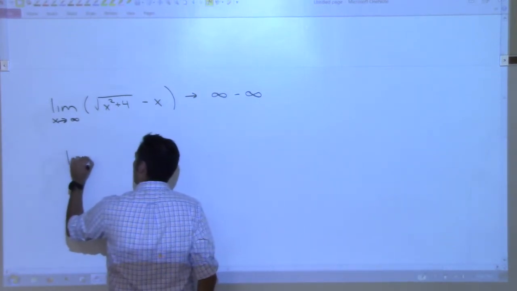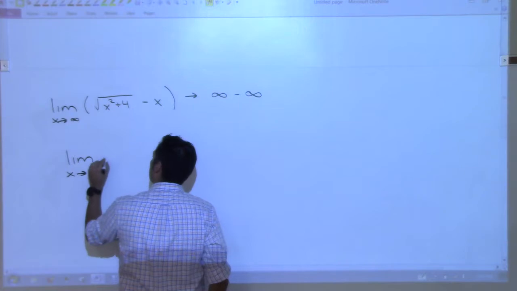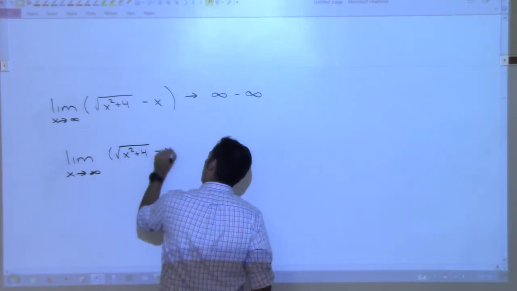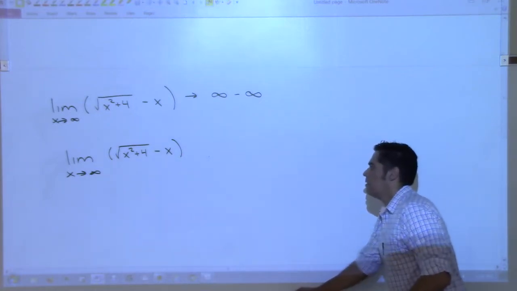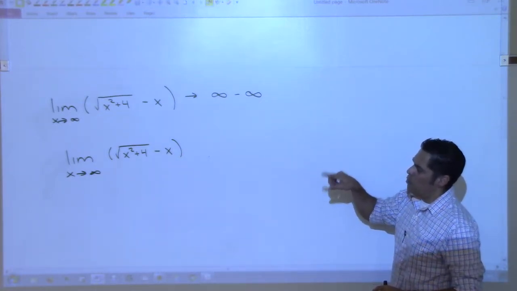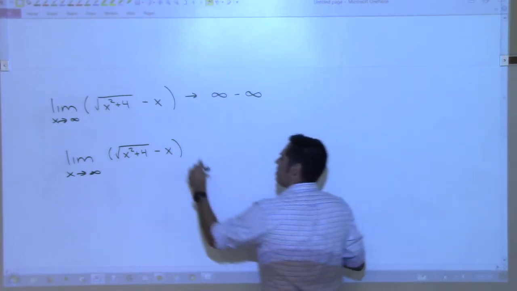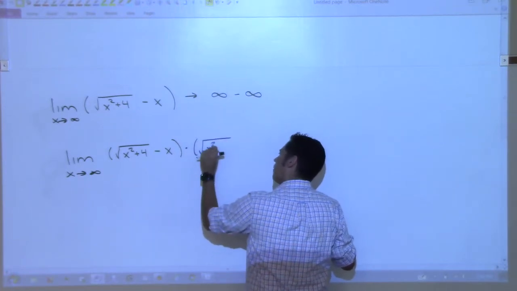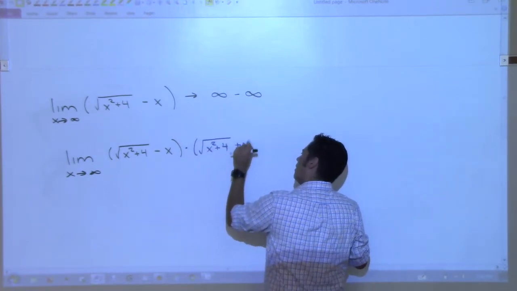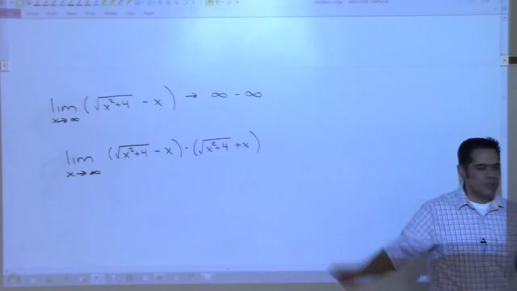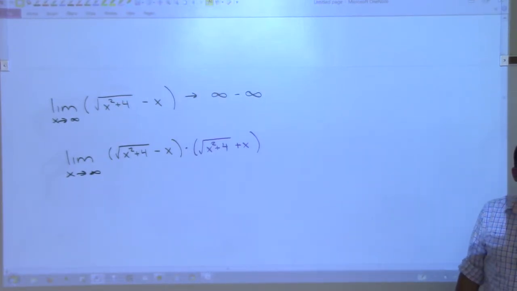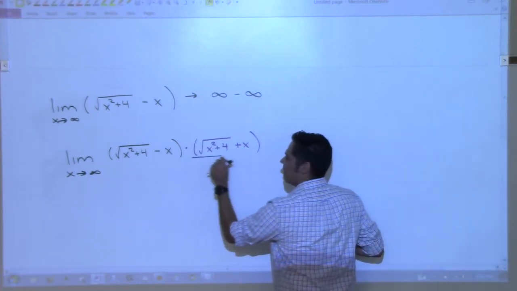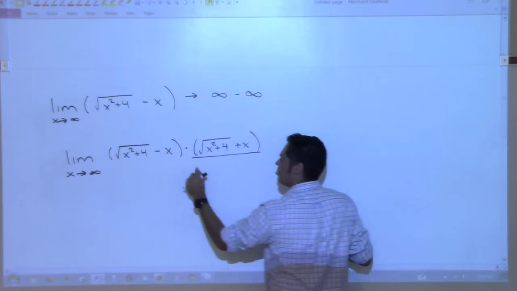Now, the weird thing is that if I introduce the conjugate, what's the conjugate of that? Square root of x squared plus 4 plus x, right? So if I say I'm going to multiply by the conjugate plus x, right? I can't just do that. I can't just introduce the conjugate out of nowhere. I can only multiply by 1. That's all I can ever do. So instead, what I'm going to do is that over itself, which seems ridiculous, but let's try it.